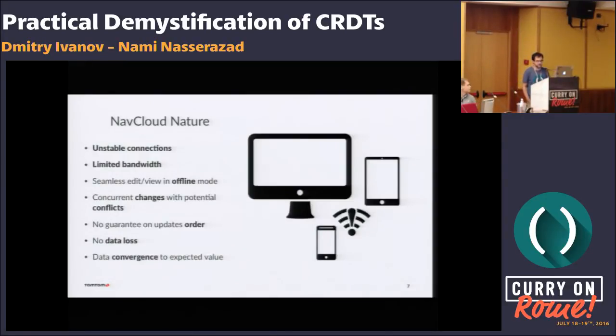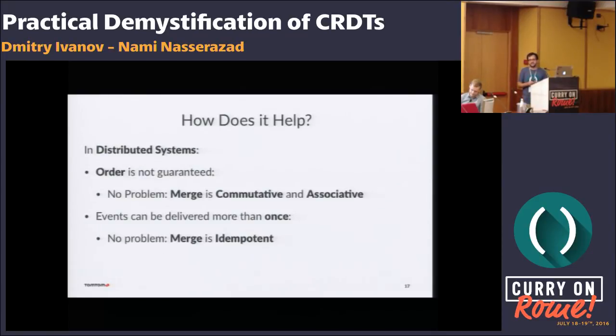In the ubiquitous computing era, all the connections are really unstable. In distributed systems, order is not guaranteed, and of course, you can receive events in a different order. But the good thing is that if you receive something from the network and you just merge it into your local state, on whatever node, client or server, and your merge function is commutative and associative, it doesn't matter in which order you receive those events.